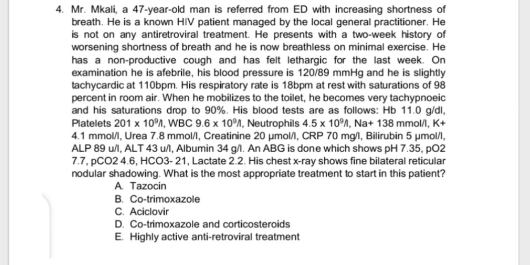Mr. Mkali, a 47-year-old man, is referred from the emergency department with increasing shortness of breath. He is an HIV patient managed by the local general practitioner. He is not on any antiretroviral treatment. He presents with a 2-week history of worsening shortness of breath, and he is now breathless on minimal exercise. He has a non-productive cough and has felt lethargic for the last week. On examination, he is febrile.